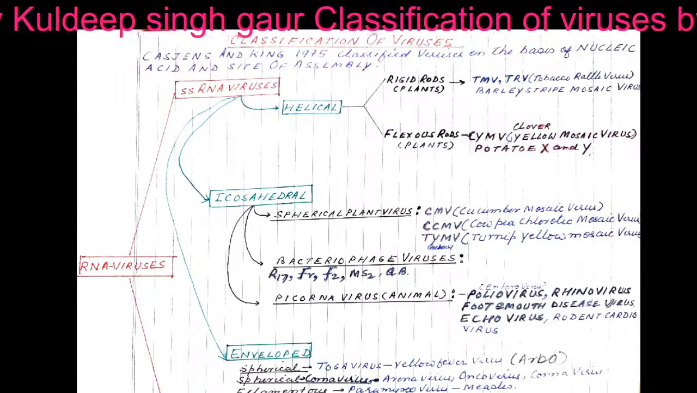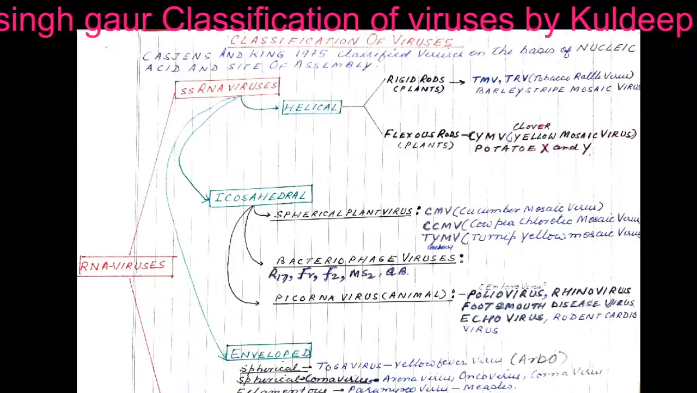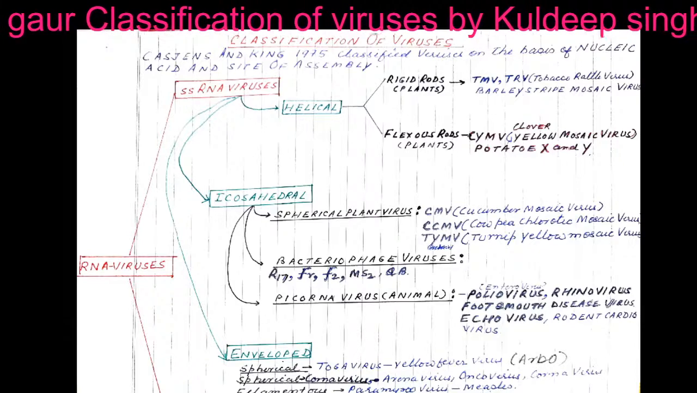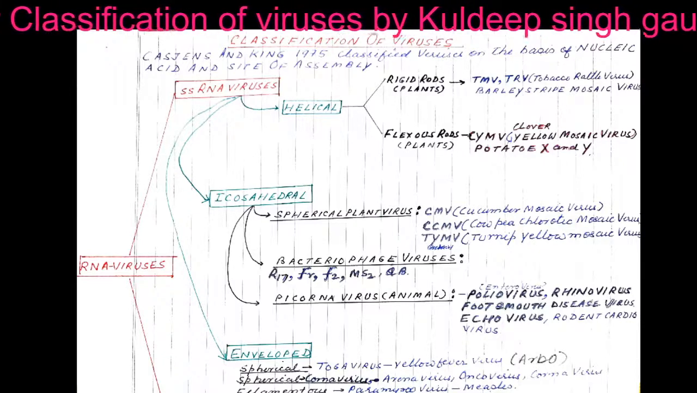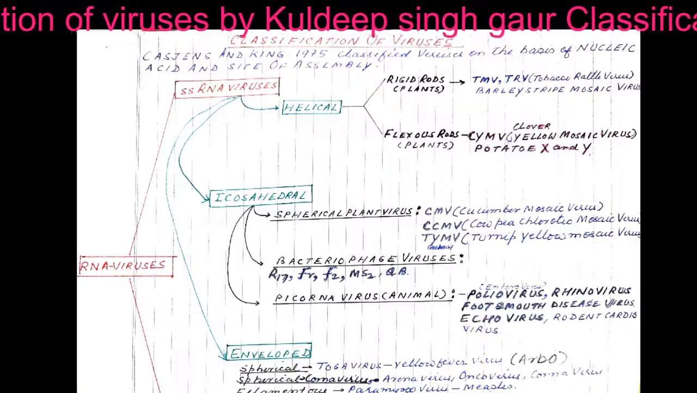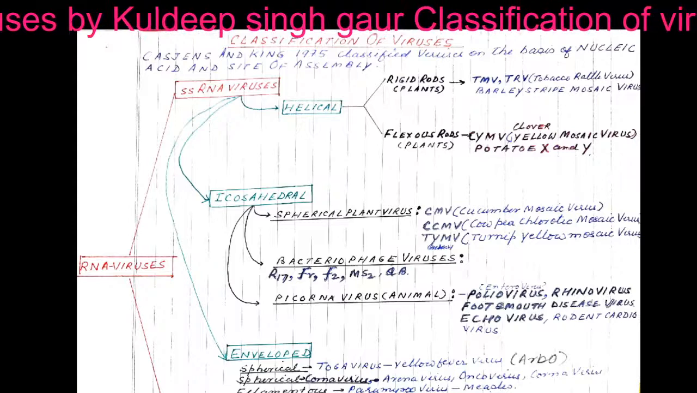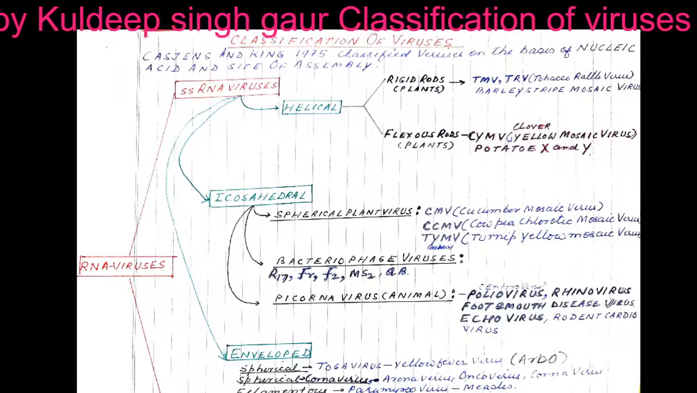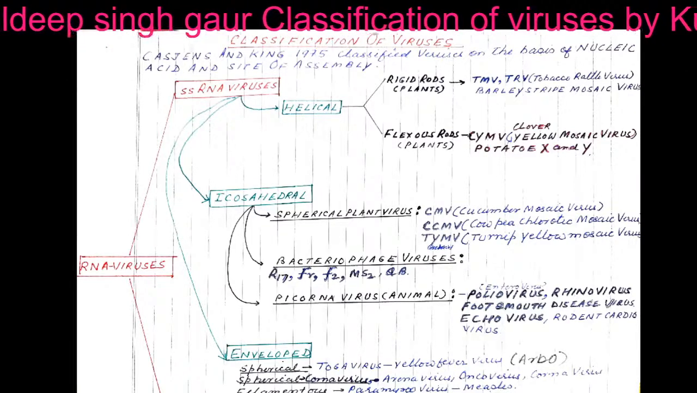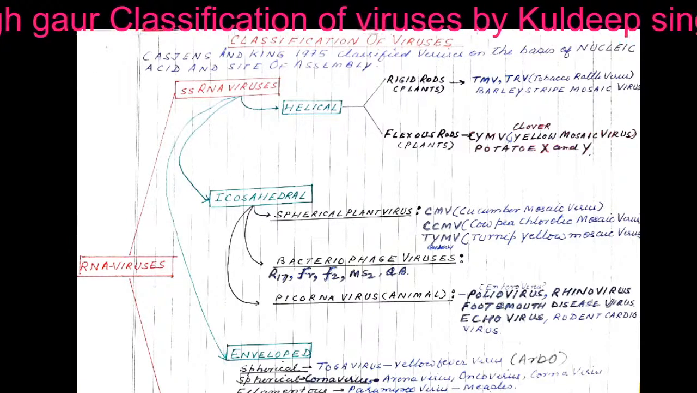The helical single-stranded viruses are of two kinds, rigid rods and flexuous rods, both found in plants. The rigid rods are tobacco mosaic virus, the tobacco rattle virus, and barley stripe mosaic virus, and in the flexuous rods we have clover yellow mosaic virus and potato X and Y viruses. The clover yellow mosaic virus is also called CYMV.